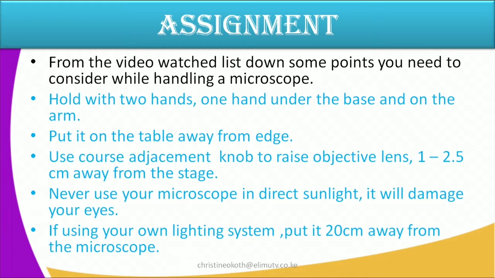Then something else we need to consider, you should use your coarse adjustment knob to raise the objective lens either 1 to 2.5 centimeters away from the edge so that you can see your specimen clearly. Then you should never use your microscope in direct sunlight because this can damage your eyes. Then another thing that you have to consider, if you're not using the sunlight, you're introducing your own source of lighting system, make sure that you put that lighting system 20 centimeters away from the light microscope. So these are just a few of the things that you have to consider while you are handling a microscope.